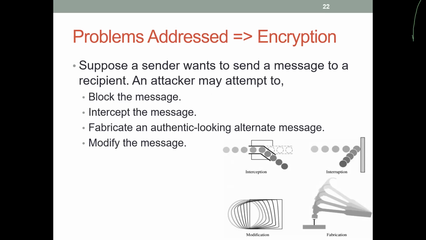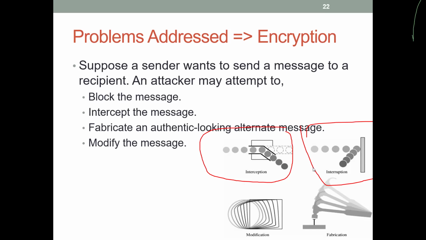We already discussed, right? Intrusion, interception, modification and fabrication. We discussed them in the first slide. These are the four possible things that happen when you communicate between two parties. Sometimes, if you send a message, in the middle the attacker stops it. Sorry, that is interruption. Interruption in the sense he will block the message.